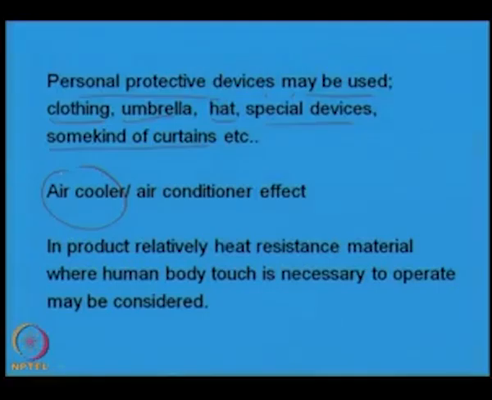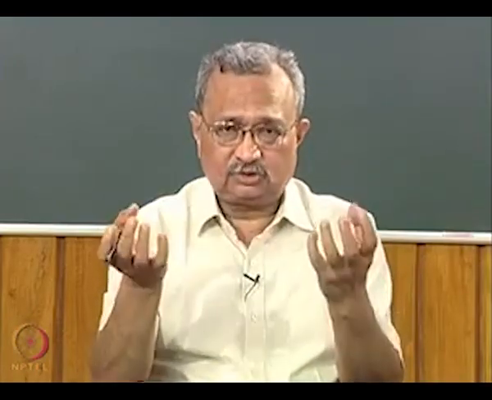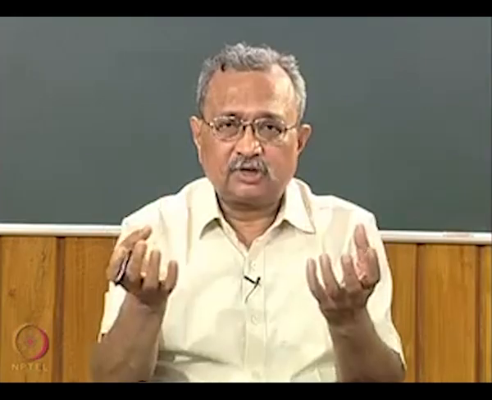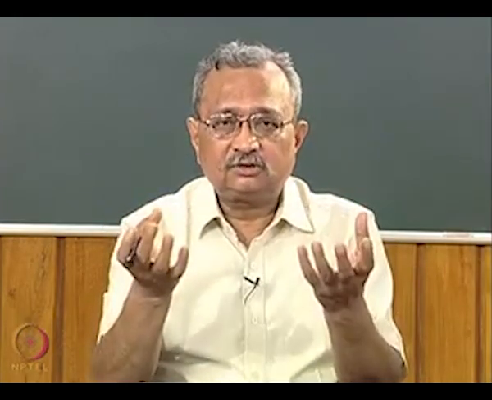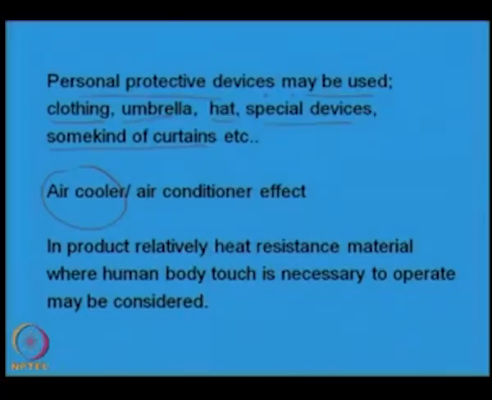Now, what type of things are necessary? The same air cooling system with moist air throwing may not be applicable in a near seashore area. So, what type of products to be used and where will they be used? The target group as well as the context needs to be considered and designed accordingly. In a product, relatively heat resistant material may be considered where human body touch is necessary to operate.